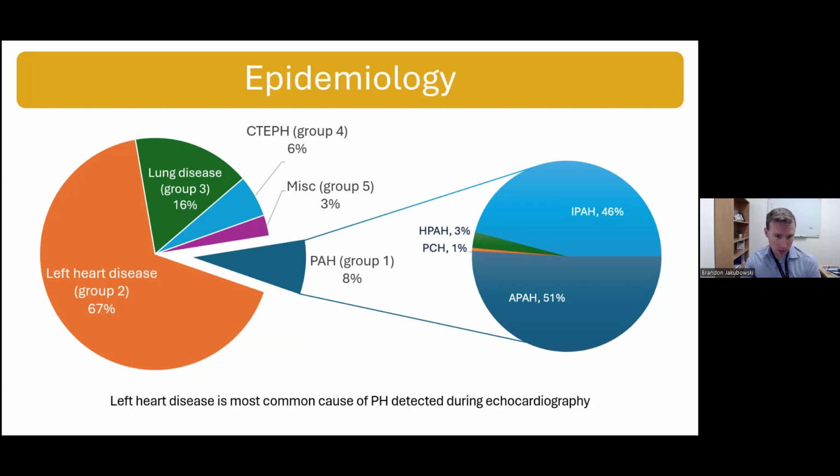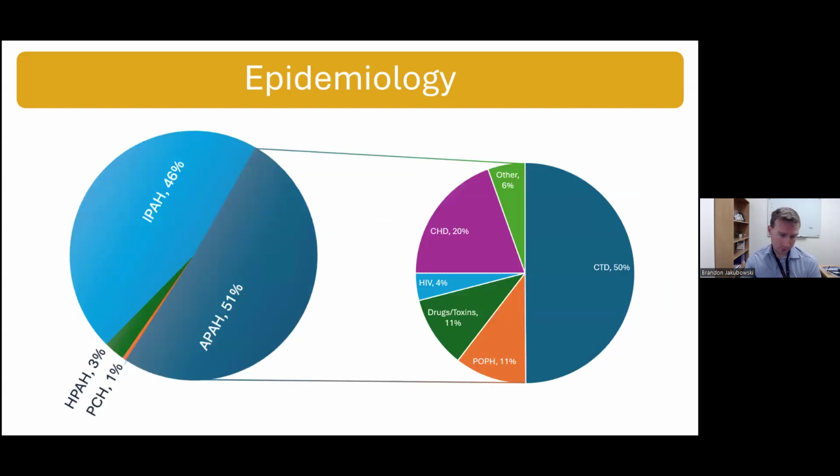If you take this pie on the right-hand side of the slide and just look at the associated causes, we know that about 50% of the associated causes of pulmonary hypertension are from a connective tissue disease. And like I mentioned, these are things like scleroderma, lupus, dermatomyositis. The other half of that pie is really taken up with a smattering of congenital heart disease, HIV, drugs and toxins, along with portopulmonary hypertension.